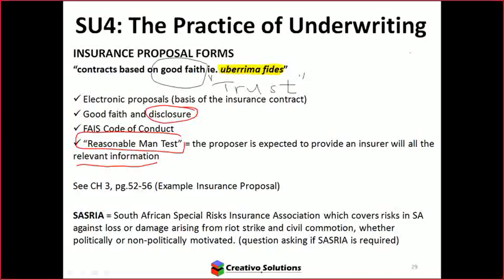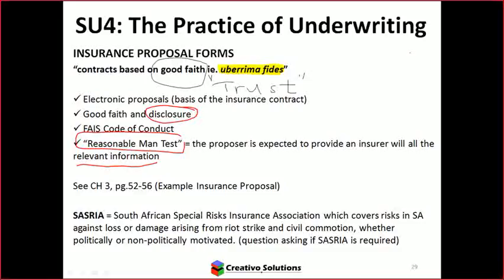Yes. Okay, good. And I think if I remember correctly, you mentioned you're a non-smoker. Yes. All right, so if you're a non-smoker, what happens if you start smoking? I would have to disclose that information. Correct. Why? Because if I'm diagnosed with any illness that relates to the smoking, I won't be covered. Correct. See, that's important. See, the reasonable man test. It's based on trust. Yes. Okay, good. Well done.